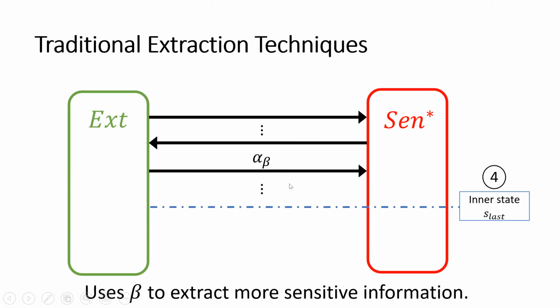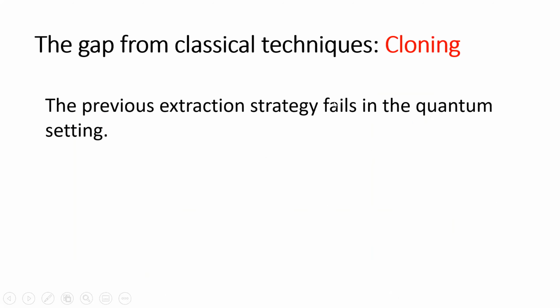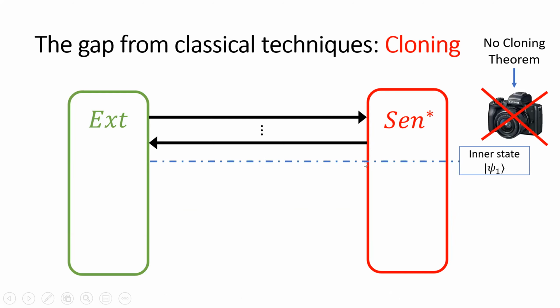And this continuation based on knowing beta allows the extractor to extract even more sensitive information, consequently leading to knowing the committed message M. Okay, so the previous extraction strategy fails when the sender is quantum, and it can be easily seen. We cannot copy this. If the sender is a quantum computer, its memory space is a quantum state in particular, and by the no-cloning theorem, we cannot copy this inner state here.